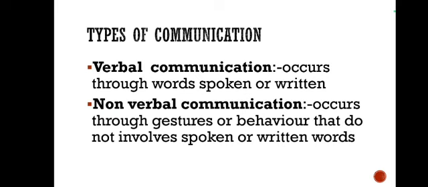Next is types of communication. There are two types of communication. First one is verbal communication and second one is non-verbal communication. Verbal communication occurs through words, spoken or written. Non-verbal communication occurs through gestures, physical appearances, postures, touch, facial expressions. In non-verbal communication, it does not involve spoken words or written words.